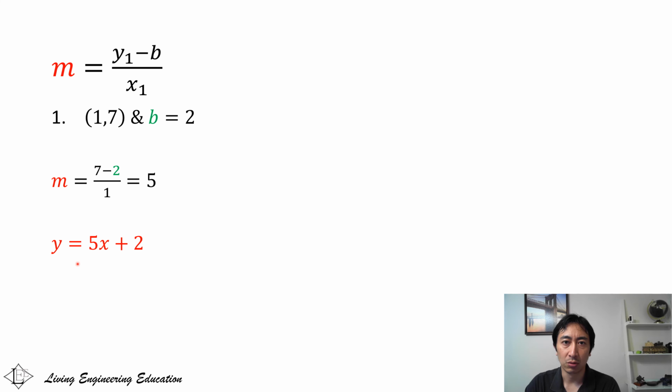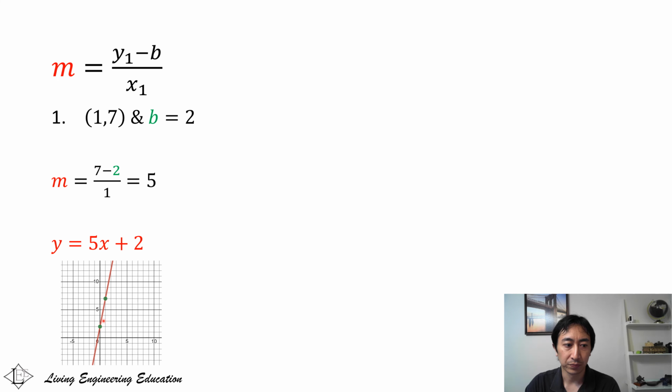So you can see how this is actually a pretty straightforward problem. It's just that one equation for the slope. And when we graph it, we can see if we graph the line correctly, we have the point 1, 7, and then we see that it crosses the y-intercept at point 2. Right? We'll do the same thing for problem 2.